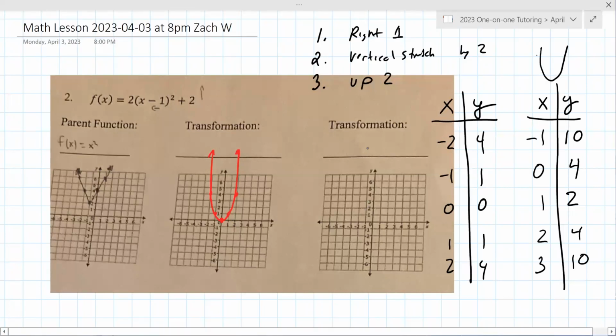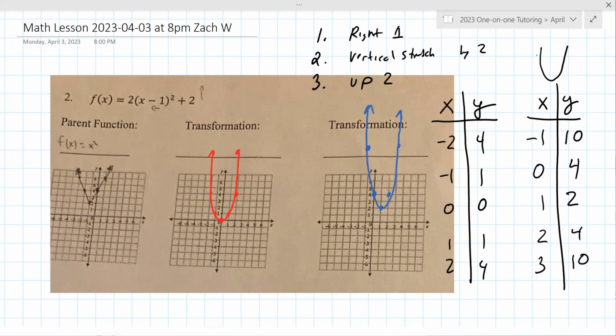All right, so now we graph the new points here. -1, 10. Kind of hard to graph that one. I'll just kind of put that there. 0, 4. 1, 2. 2, 4. 3, 10. And notice it still has the same U shape roughly. So your ability to graph really comes from how you handle the transformations. One way to do it is to figure out what affects the x and what affects the y.